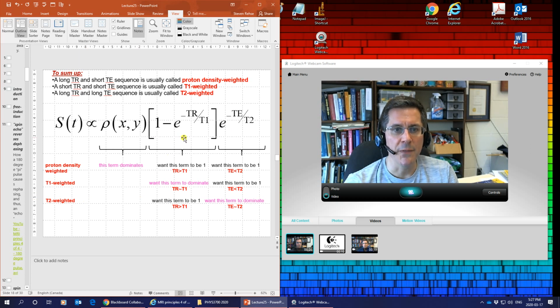If that's true, then I need this term to be 1. So if I want this term to be 1, how do I do that? Just look again here. If TR is much greater than T1, you have e to the negative big, which is 0, and then 1 minus 0 is just 1. And then this term will carry all the weight. I want TE to be about equal to T2. So this term is not 1, it's not 0, it's something in between. It allows you to make the measurement. And that's called the T2 weighting.